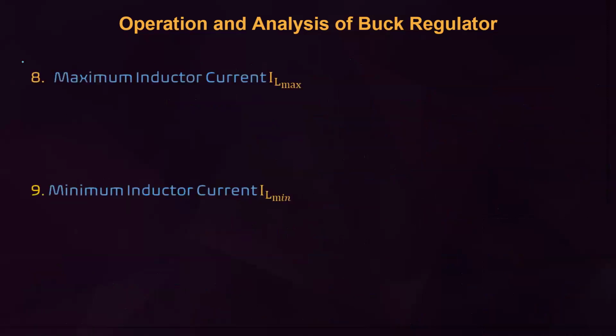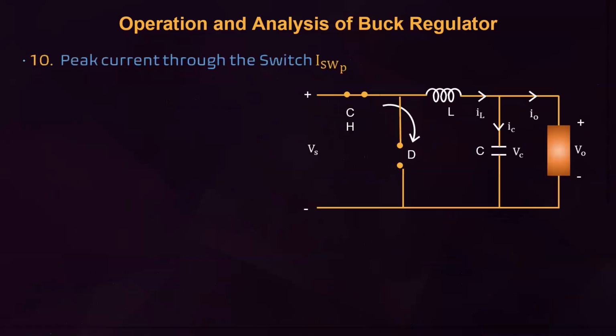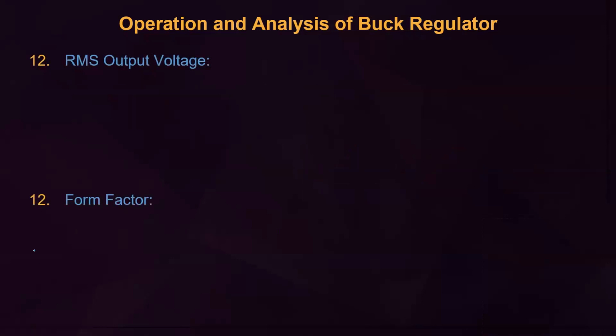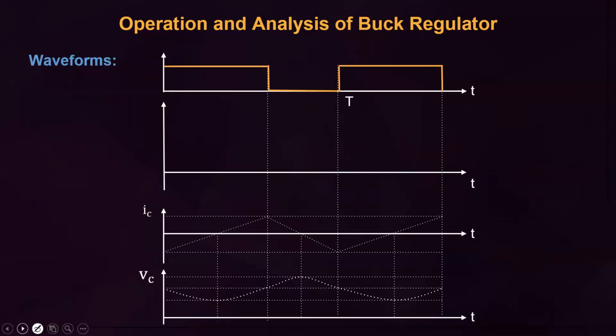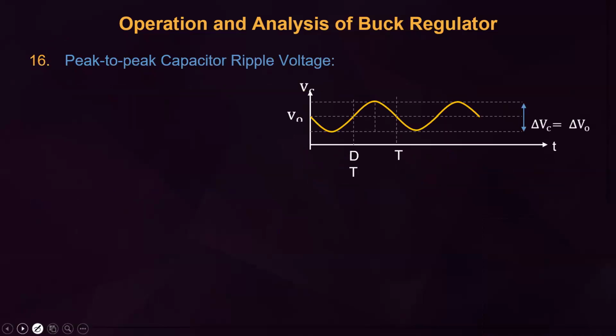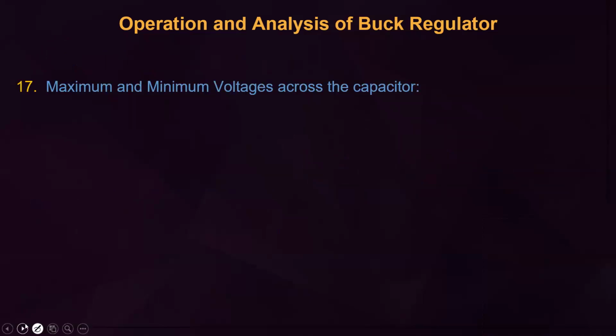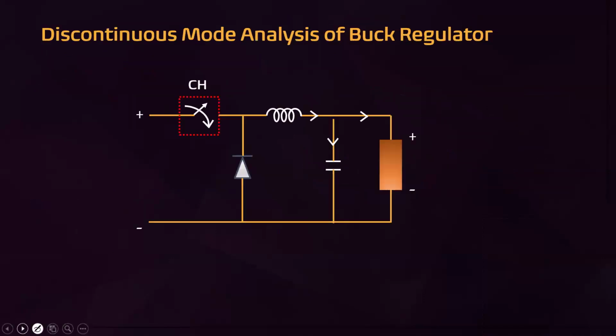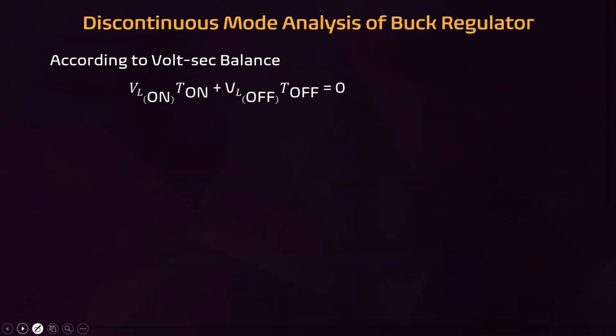Still, I have to explain what the maximum inductor current, what the minimum inductor current, what the peak current through the switch. Every formula is important. What is the critical inductance? This is very important. What is the concept of critical inductance? What is the RMS voltage? What is the form factor? What is the ripple factor? And what is the peak to peak capacitor ripple voltage? Maximum and minimum voltage across the capacitor, critical capacitance, average voltage across the load in practical case, and discontinuous mode analysis. This I have to give.